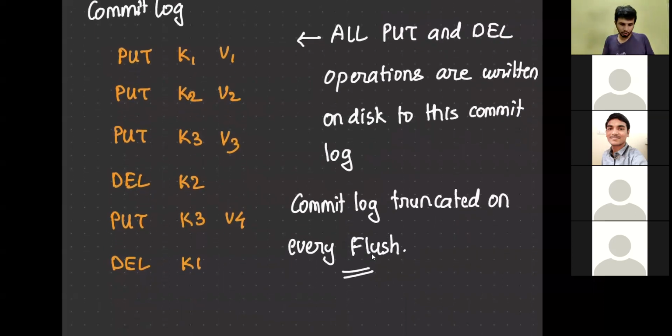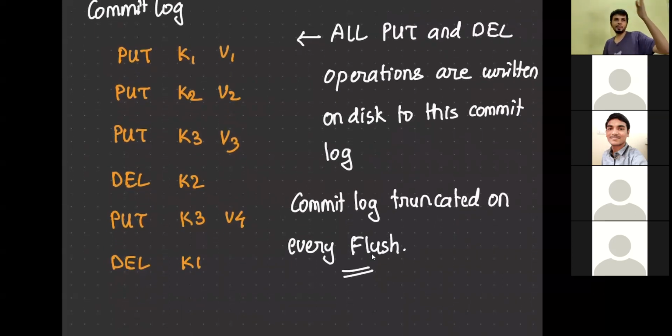So the commit log would look something like this. You would have put K1 V1, put K2 V2, put K3 V3, and then delete K2. These are the actual operations being fired, but only the write operations, not the get operations, because we don't care about those. All the update and write operations go here, and every time your system boots, it would reload this commit log. But once the flush is successful, this commit log is truncated to 0, because it is already flushed onto a persistent new file, so why would you need to keep this other file in memory or on disk?